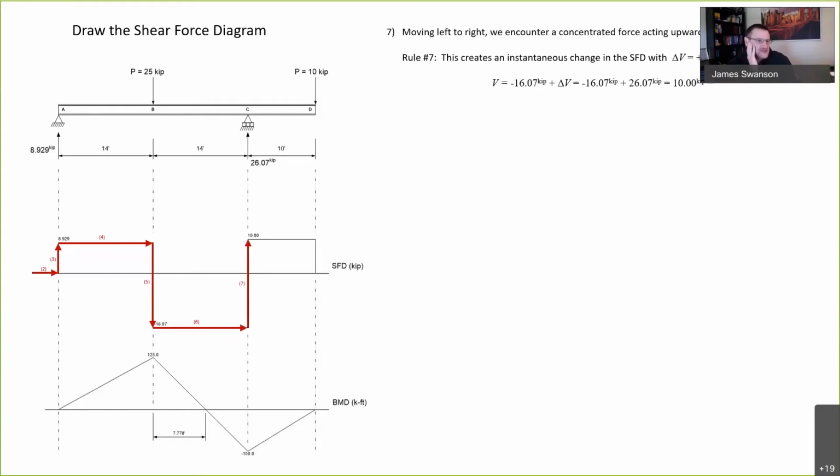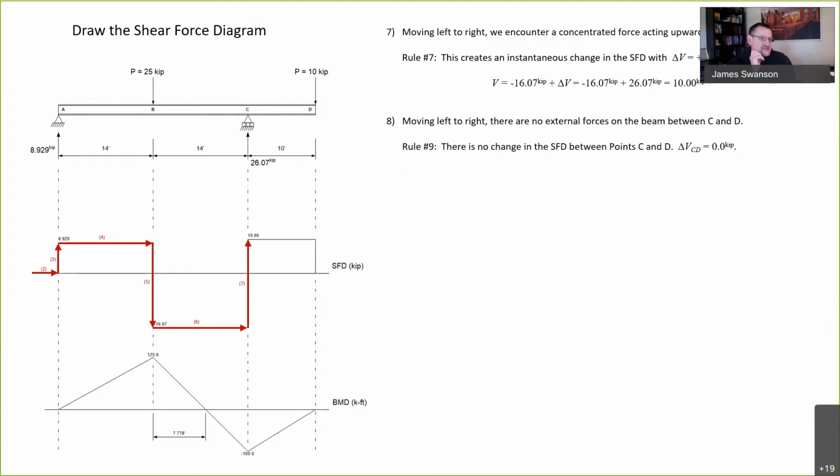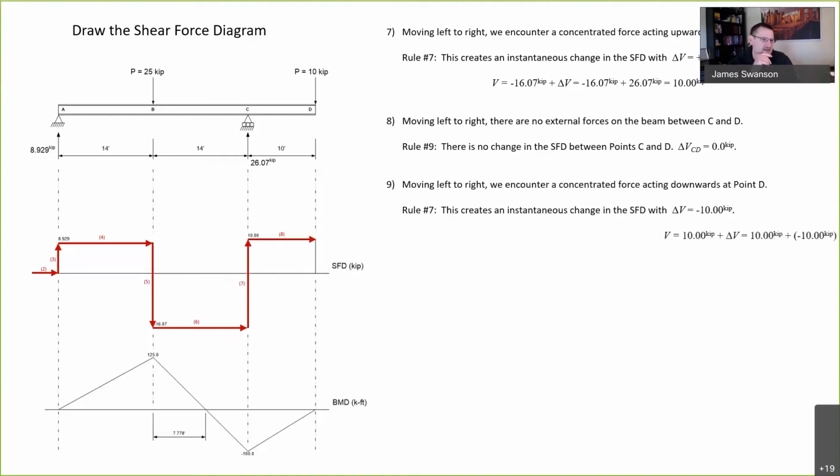Okay, there aren't any externally applied loads between points C and D, so there's no change in shear between points C and D. At point D, we have a concentrated force acting downwards. That means that just to the left of point D, we had a shear of positive 10. The shear force just to the right of point D is equal to the shear force just to the left of point D, plus the change in shear at point D. So we end up with a 0 shear force there.